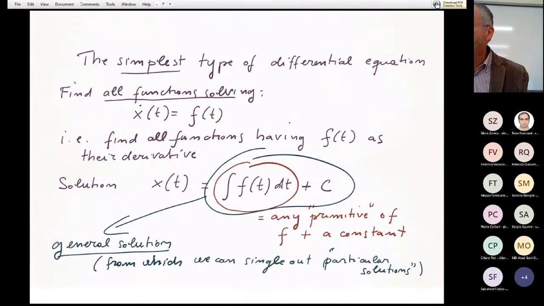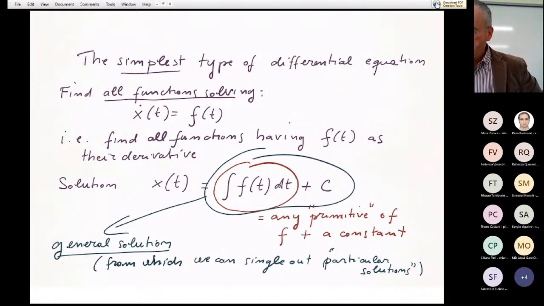If we impose some additional condition to single out one particular function among the set of all the possible solutions, we find a particular solution, okay? This is in the language of differential equations. So the first example is really just to set a first bridge to integrals.